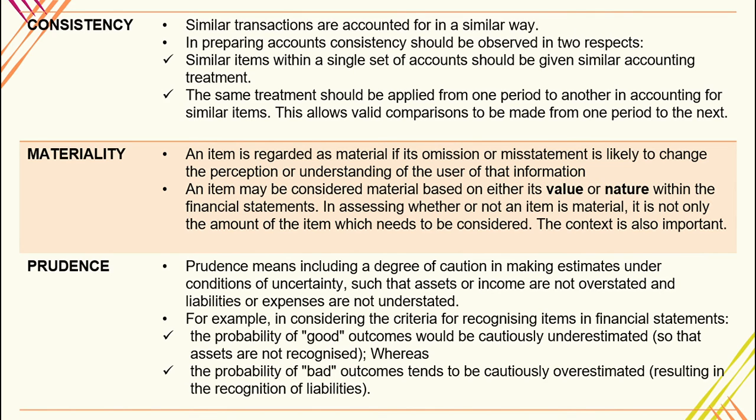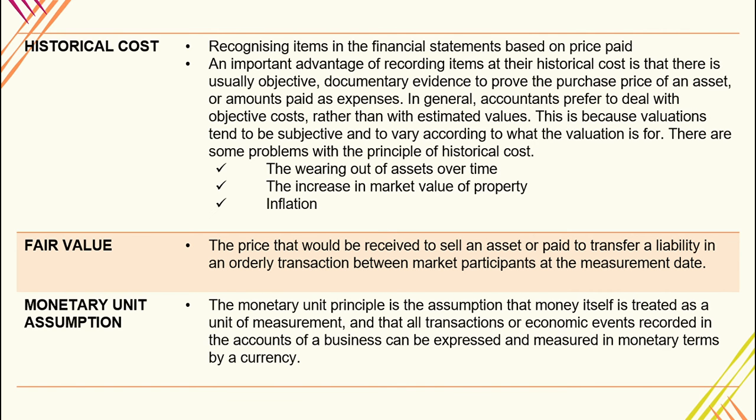The next concept is prudence. Prudence means including a degree of caution in making estimates under conditions of uncertainty. For example, assets or income are not overstated, and liabilities or expenses are not understated. The next concept is historical cost. Recognizing items in the financial statements based on price paid. In general, accountants prefer to deal with objective costs rather than with estimated values.